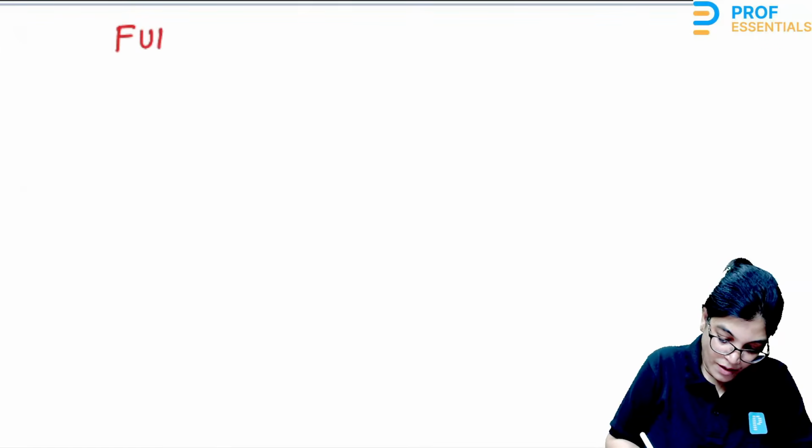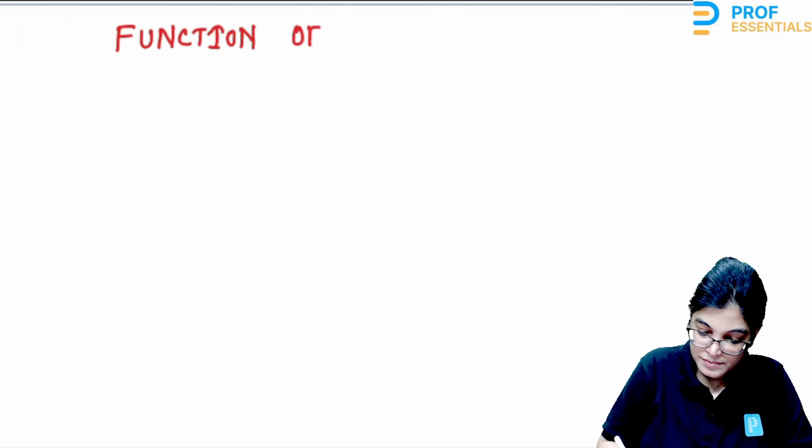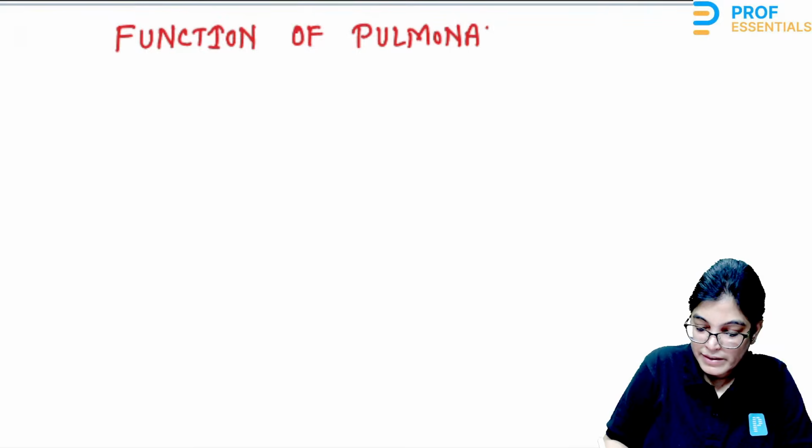So the next heading is function of pulmonary ligament.